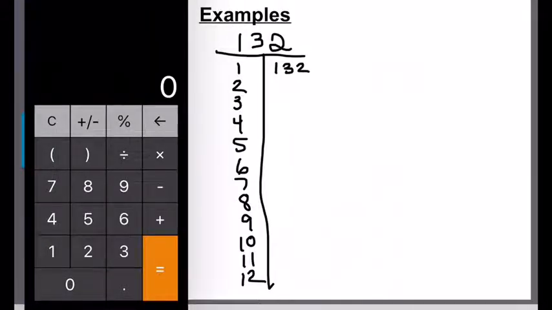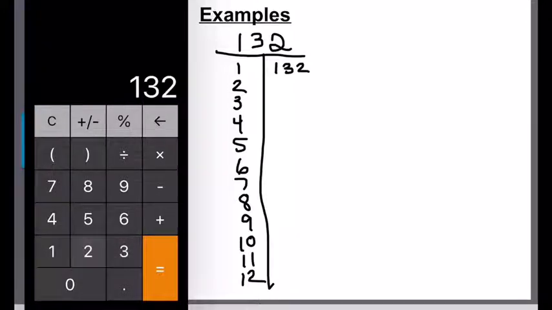132 is an even number, so it's divisible by 2. If it's divisible by 2, then 2 is a factor of 132. I don't know 2 times what equals 132, so I can use my fact family. I can use division and my calculator.